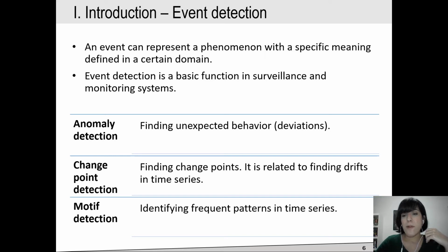Within the problem of event detection, we can specify anomaly detection as the problem of finding an unexpected behavior, that is, deviations from trends, volatility, etc. Change point detection we can define as the problem of finding behavior change points, and this problem is directly related to finding concept drifts in time series. And we can specify motif detection as the problem of identifying frequent unknown patterns in time series.